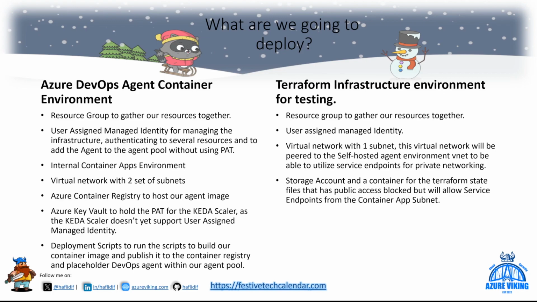It will contain a virtual network with two sets of subnets, one for the container app itself, and one for other shared services like Key Vault or storage accounts. This subnet is basically there to be able to use private endpoints later on. But in the demo, we are just going to use service endpoints and not private endpoints for ease of use. We're also going to deploy an Azure container registry to host our agent image.